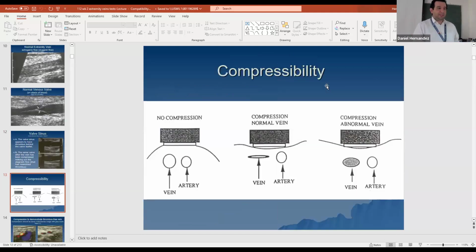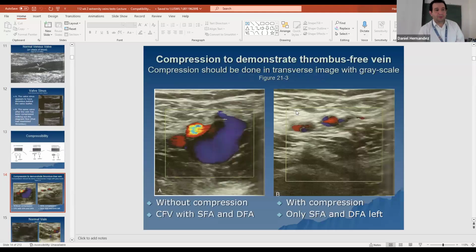Again, compressibility is what we look for to determine the presence or absence of DVT. So again, normal compression, it should compress all the way down. So it should be further than this completely. You should see no area of the vein left during normal compression. So it's a good example. Compression demonstrates a vein-free, thrombus-free vein.